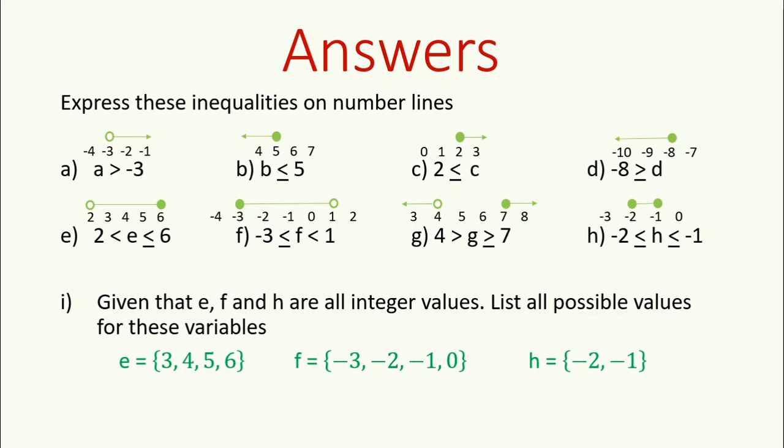Notice I didn't ask you about G, because the values that G could have are infinite. Any value less than 4, or any value greater than or equal to 7. There are infinite possible values for G.